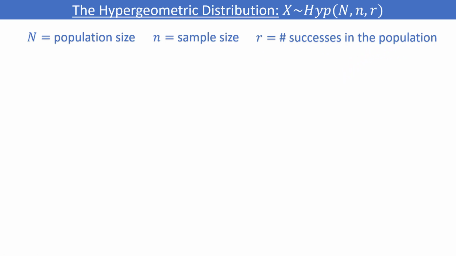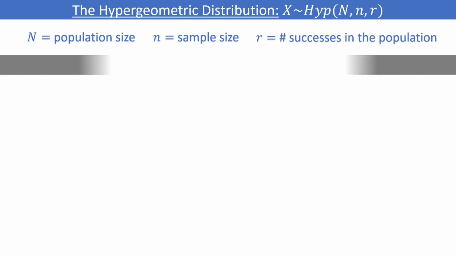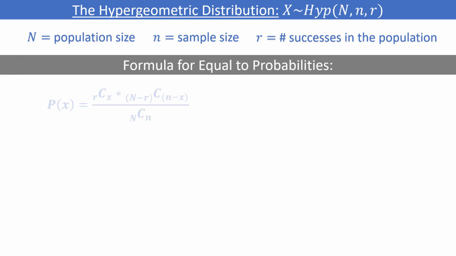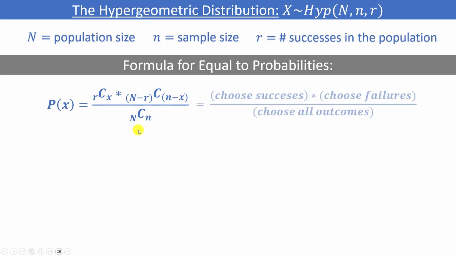Now, unfortunately, there is no TI-84 function to calculate probabilities on the hypergeometric distribution, so we're going to have to use a formula. Unfortunately, the formula is a little bit complicated, and it involves the product of 2 different combinations in our numerator and 1 combination in our denominator. A simplified view of this formula is the first combination is choosing the number of successes, the second combination is choosing the number of failures, and the denominator is choosing all of the outcomes. I have to use the formula on the right rather than looking at all the details of the formula on the left, and we'll look at examples of how to apply this on the next slide.